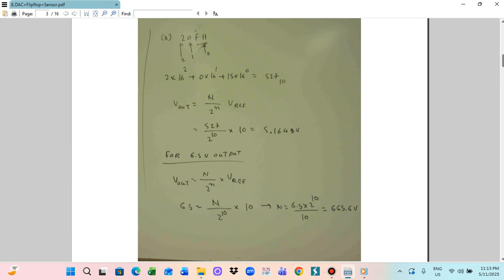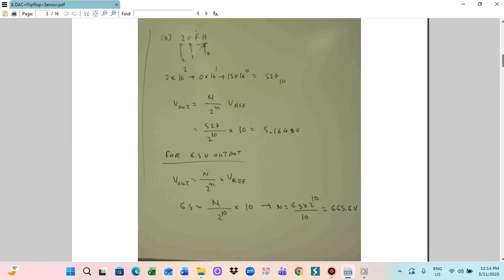In this second problem, the input is given as 20FH, in the hexadecimal system. Because it is hexadecimal, we first need to convert it to decimal. For 20FH, 2 is position 2, 0 is position 1, F is position 0. So 2 multiplied by 16 squared, 0 multiplied by 16 power 1, F which is 15 multiplied by 16 power 0. By solving this you get 527. This 527 is the n, so in the place of n, you can substitute 527.